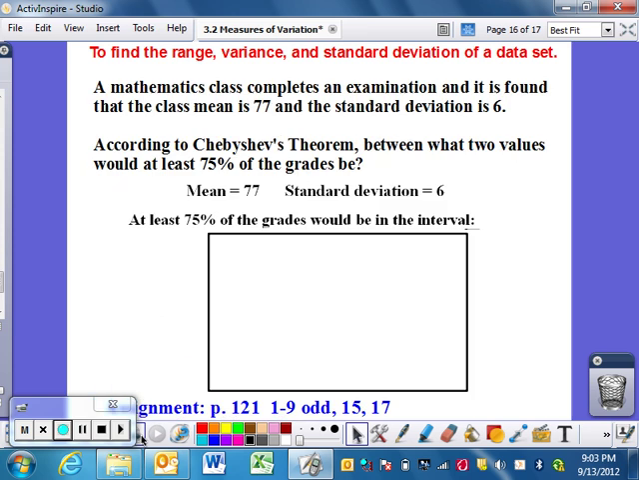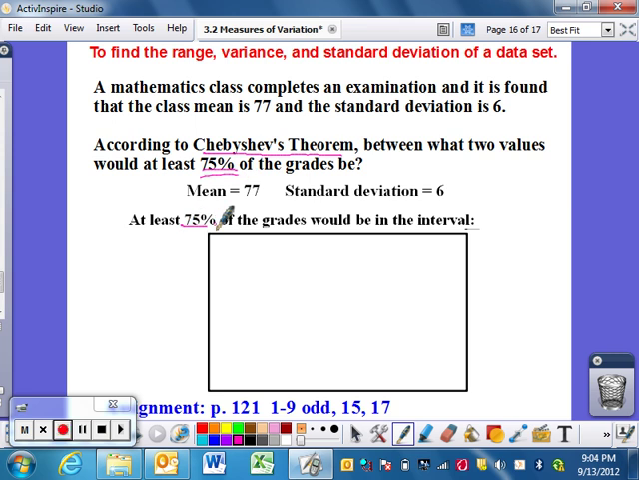Now what does this mean? Why is this important? Here's a concrete example. Let's say we have a math class that has an exam. Found that the mean is 77. The standard deviation is 6. So according to Chebyshev's theorem, now you're going to need to know this, so it's important to think about this. If I say 75% of the grades, you got to make the connection that, okay, Chebyshev 75 means that it's 2 standard deviations away. So at least 75% of the grades would be in some interval.